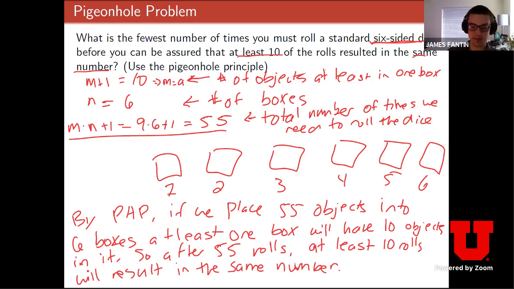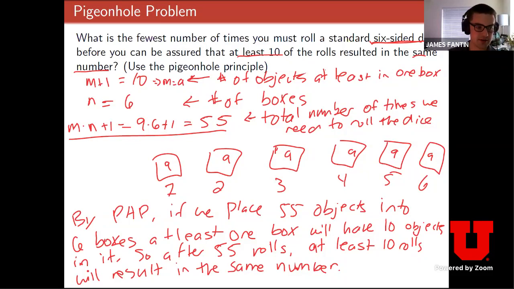Another way you can think about this is that, in the worst case, we could have placed 9 objects in each of these boxes without any one of them having 10. So we would have placed 54 items here if we placed 9 in each box. And then when we go to place the 55th item, we have to place it in any one of these boxes, and one of them will inevitably have 10 elements in it.